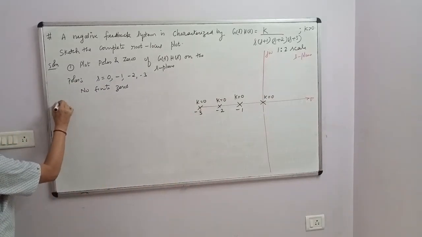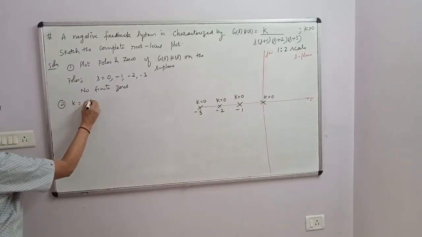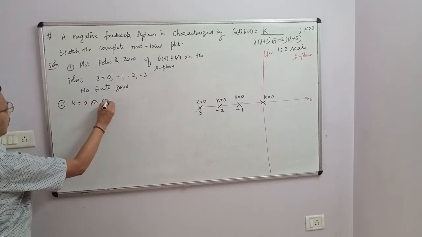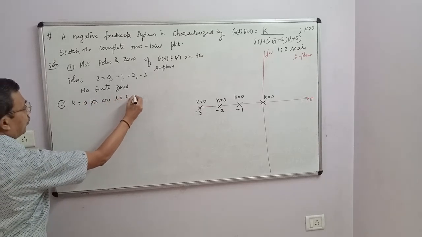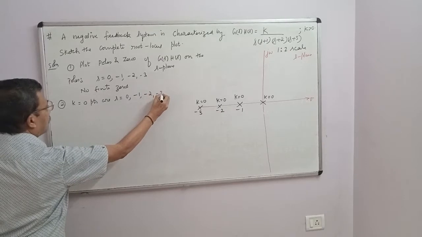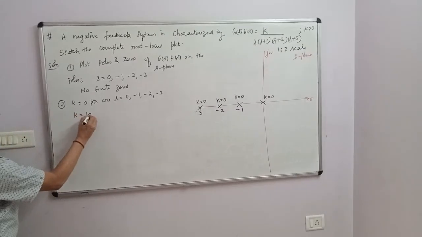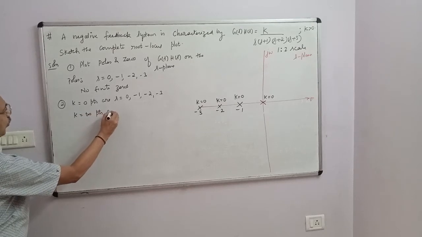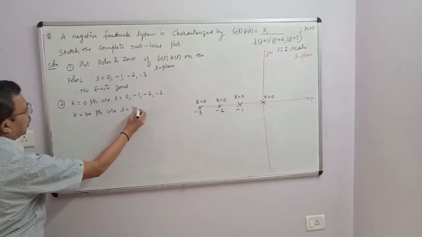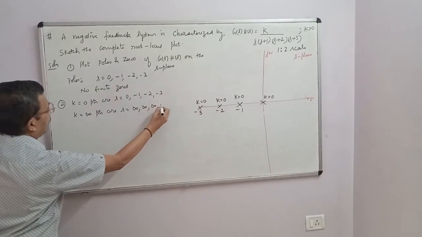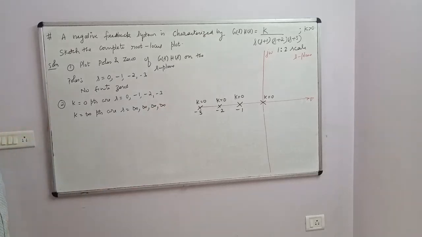Second step, K equal to 0 points are s equal to 0, minus 1, minus 2, minus 3, the pole locations. K equal to infinity points are s equal to infinity, infinity, infinity, infinity. There are 4 zeros at infinity.